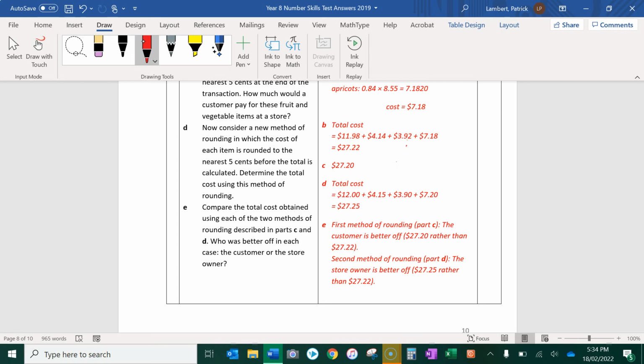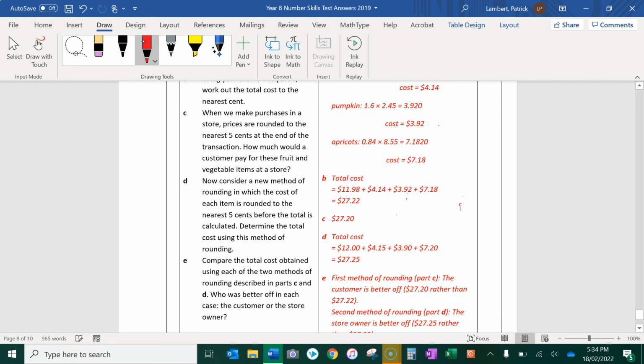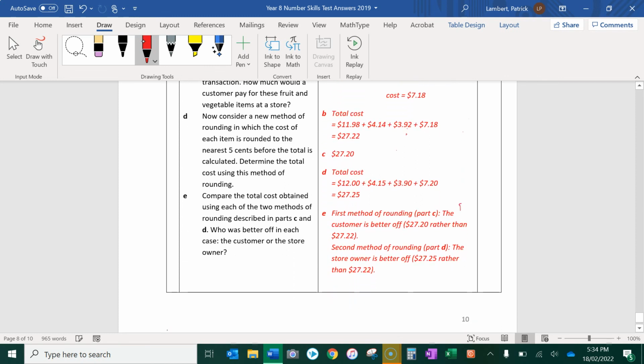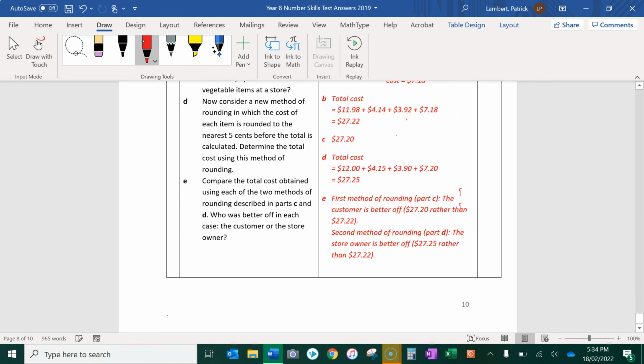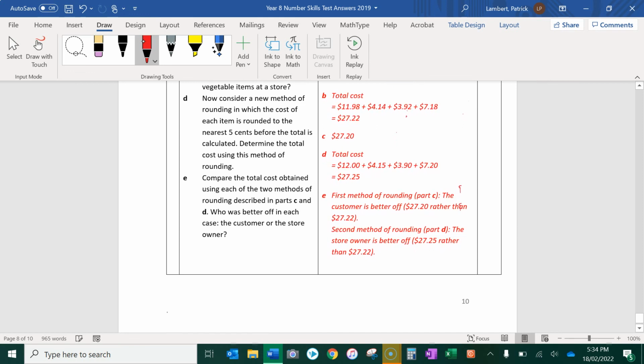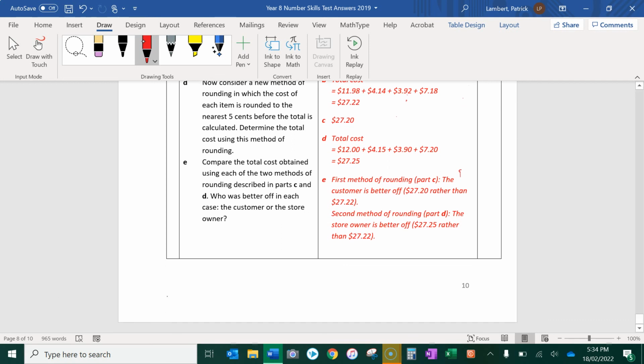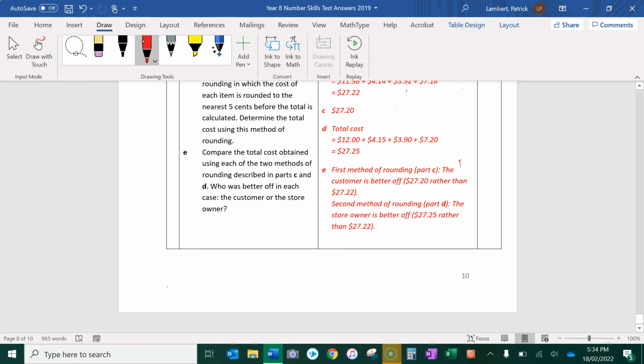In the first case, the customer was better off because he paid 2 cents less. In the second method, the shop owner is better off because he or she gets 3 cents more. So first method, customer is better off. Second method, the store owner is better off.